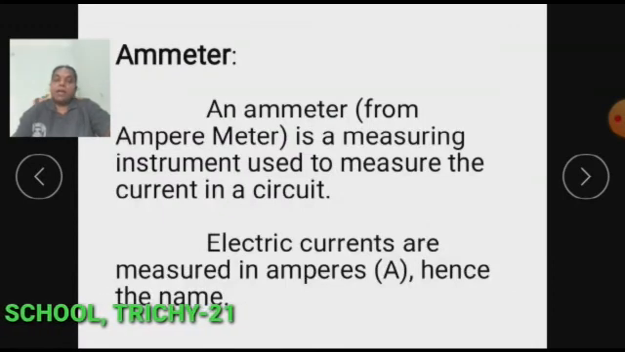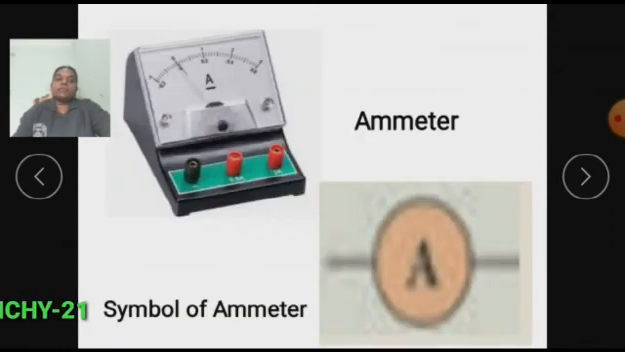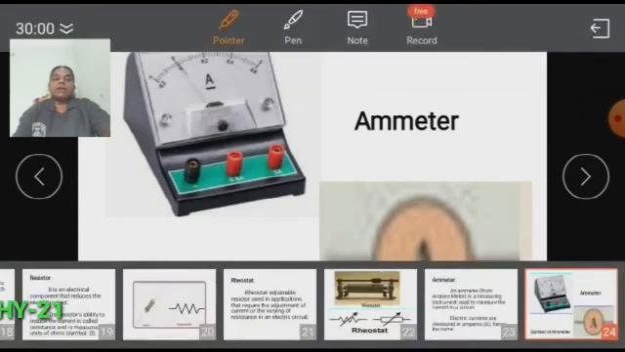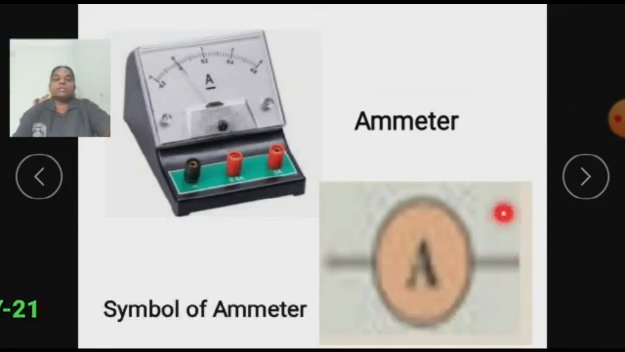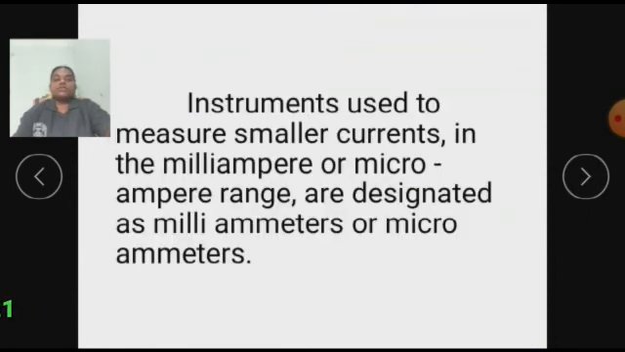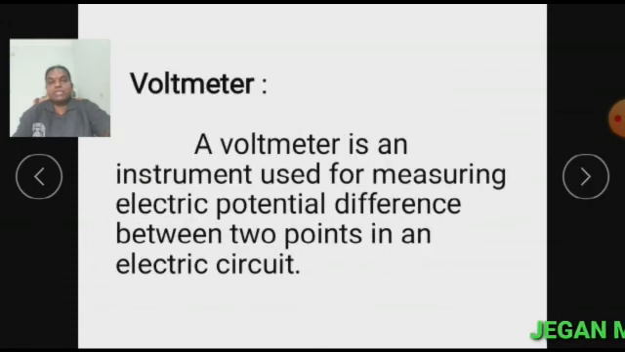Ammeter. An ammeter, that means from ampere meter, is a measuring instrument used to measure the current in a circuit. Electric currents are measured in amperes, A, hence the name. So this is ammeter and this is the symbol of ammeter. Instruments used to measure smaller currents in the milliampere or microampere range are designated as milliammeters or microammeters.